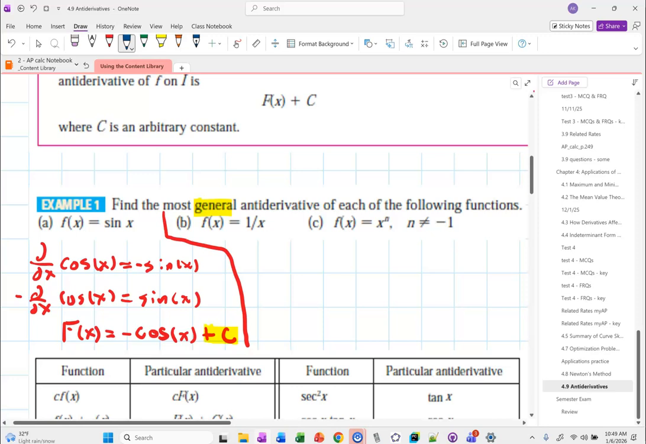All right. Our next is we want the antiderivative for 1 over x. Well, what derivative gives us 1 over x? The derivative of natural log. So our antiderivative then should be the natural log of x plus c. Is everybody okay there?